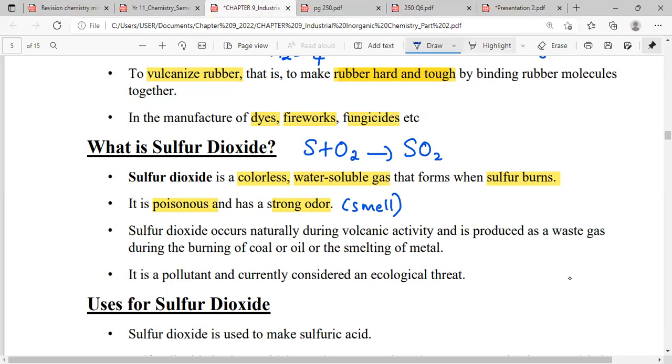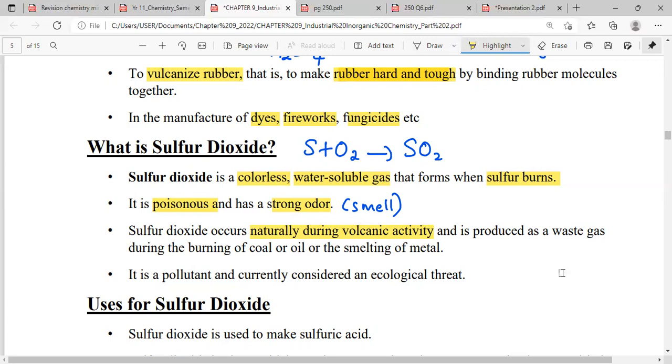Now, how is sulfur dioxide formed? Sulfur dioxide is formed naturally during volcanic activity, volcanic eruptions and so on. It is formed because there is sulfur under the ground. Due to the high heat there, the sulfur will burn to form sulfur dioxide. That is how the sulfur dioxide gets into the atmosphere.